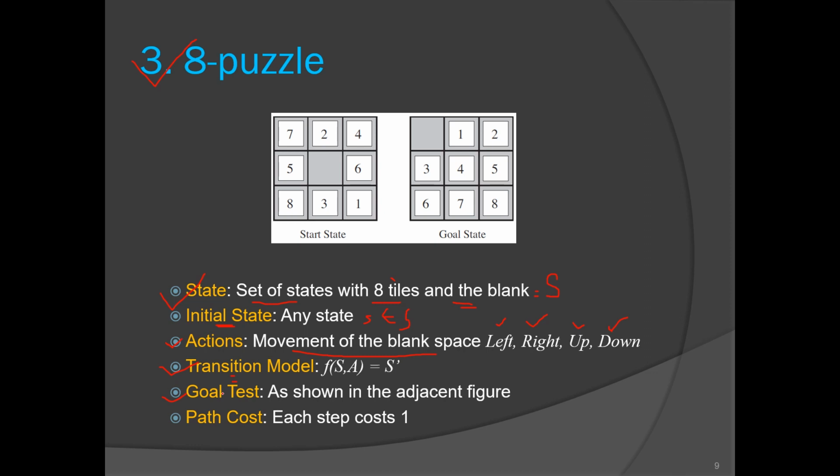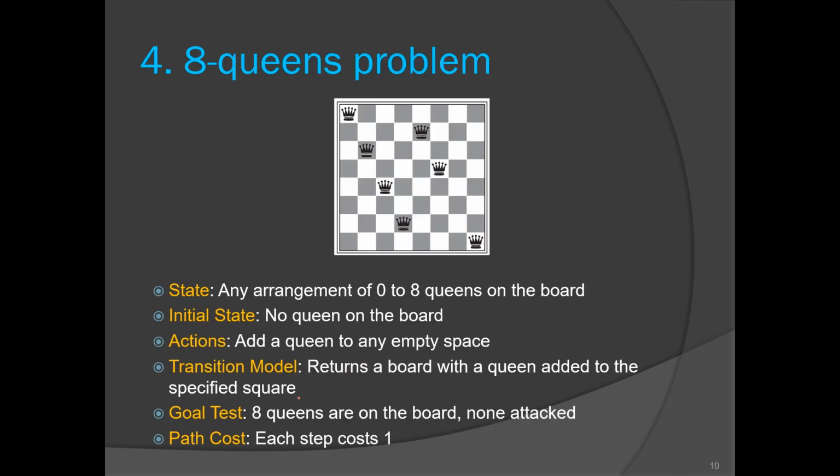Goal test. The goal test will be as shown in the adjacent figure. This is my goal state. The goal test will compare whether my current state S is equal to SG. And path cost: each step will cost me 1 unit. Each movement of a tile will cost me 1 unit. That will be my path cost.